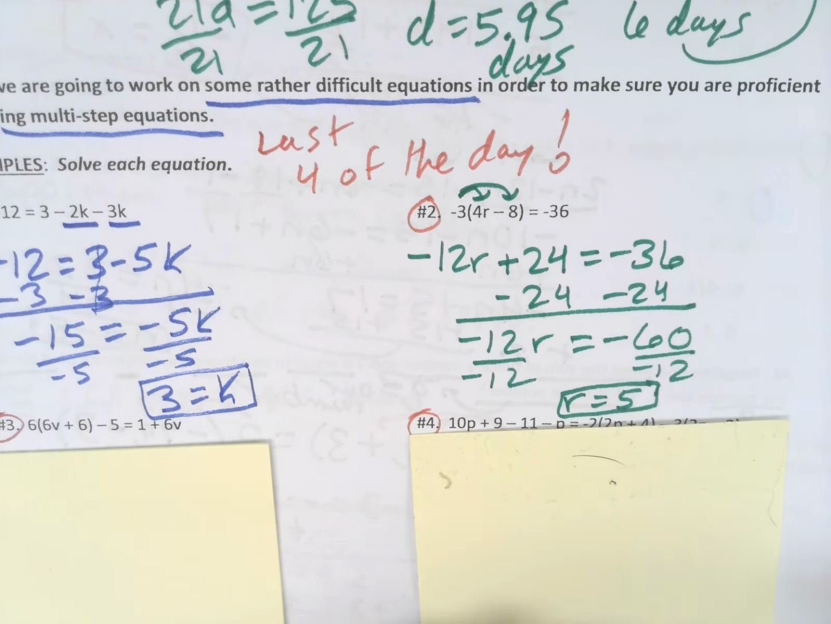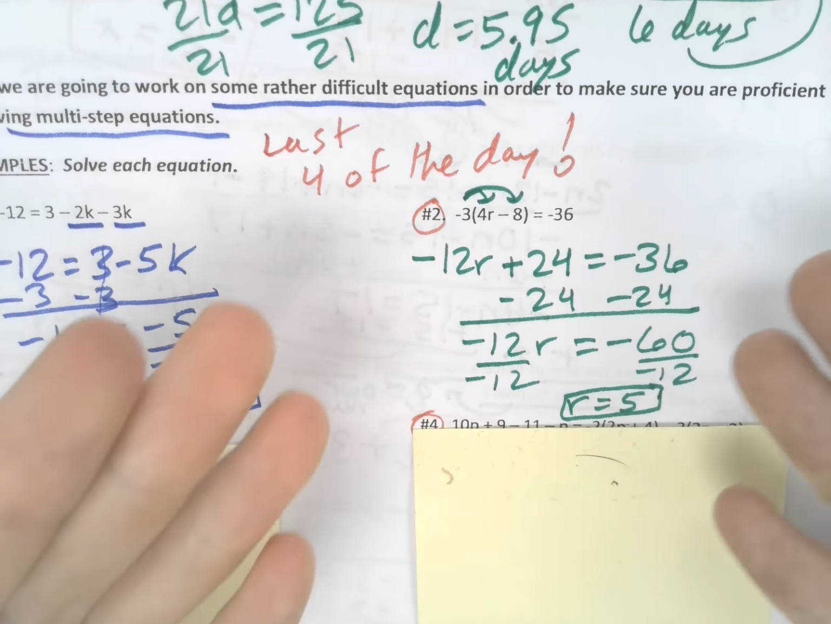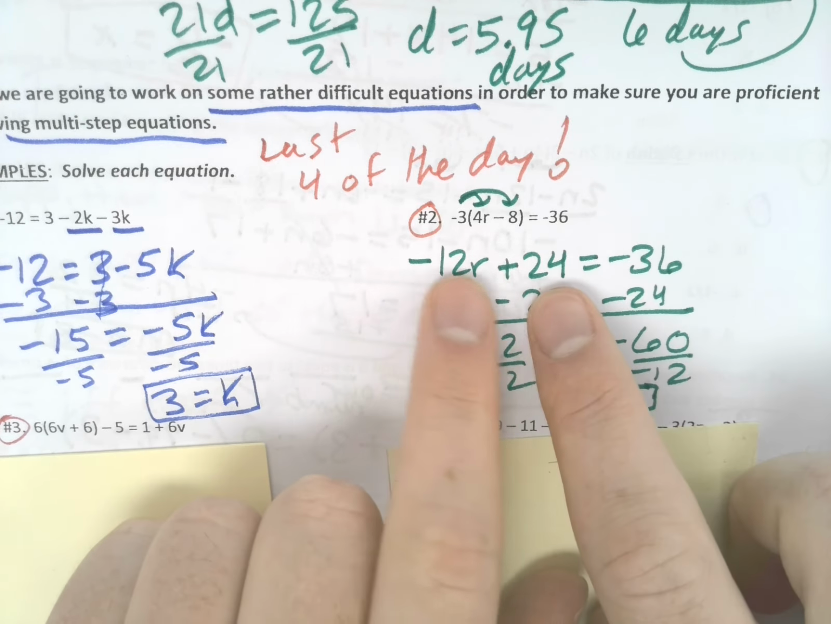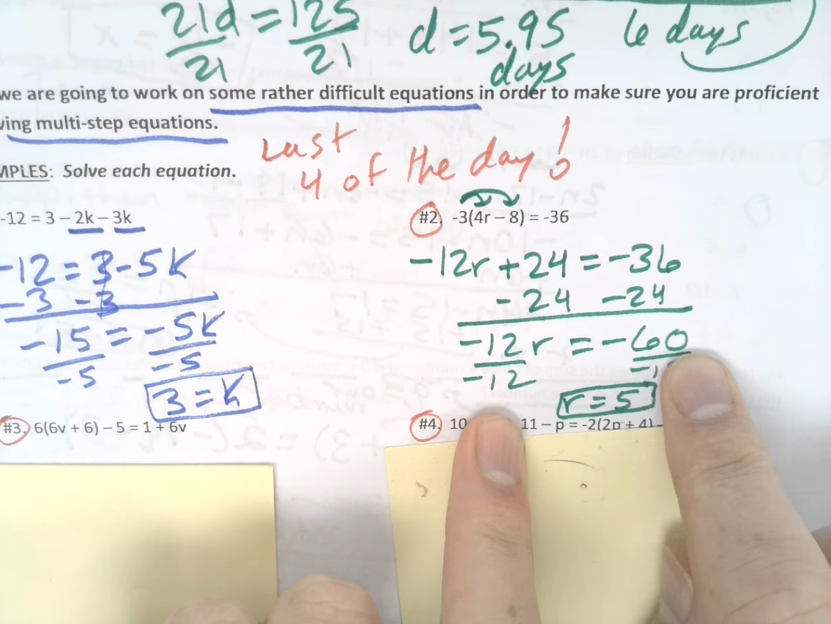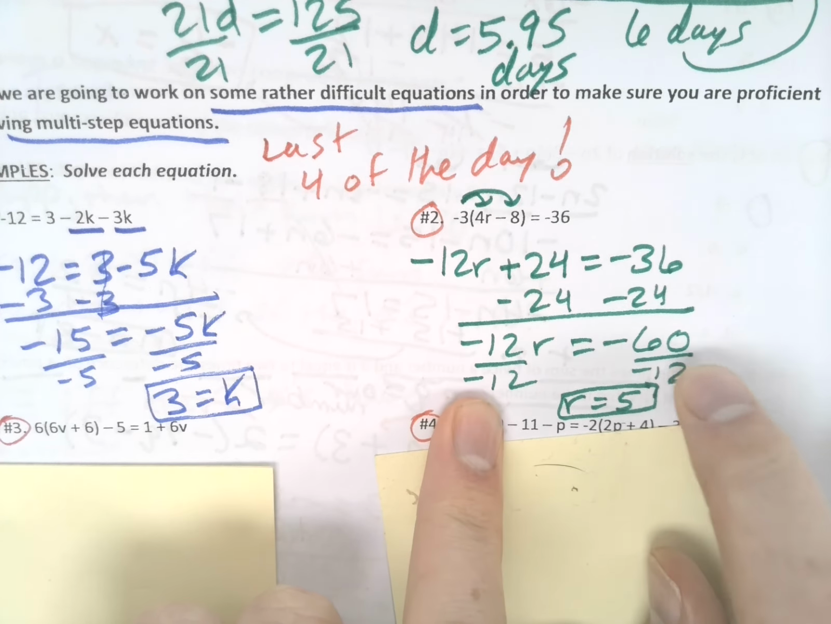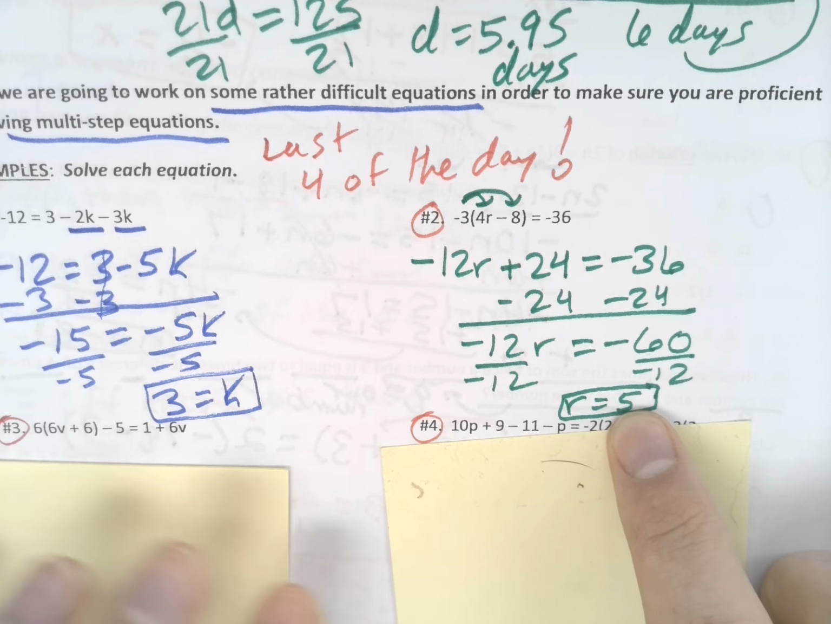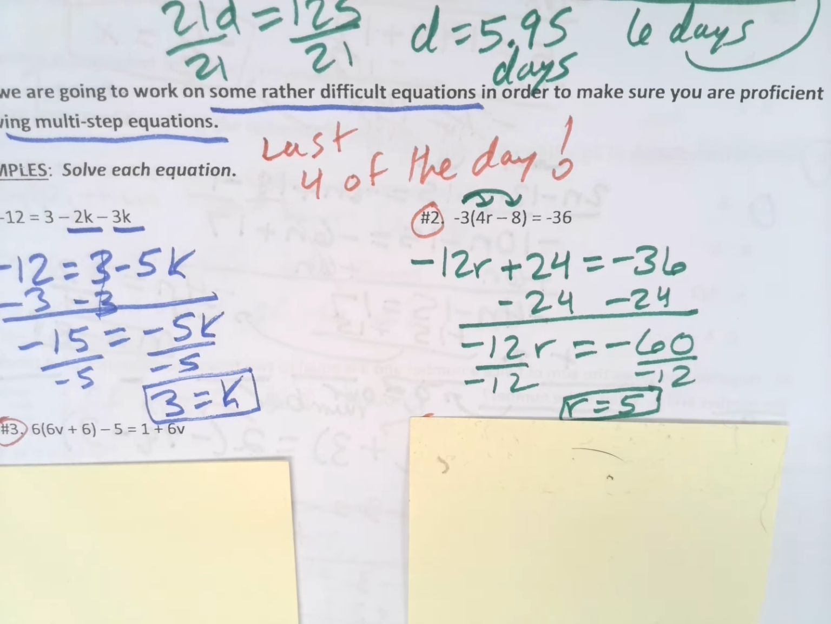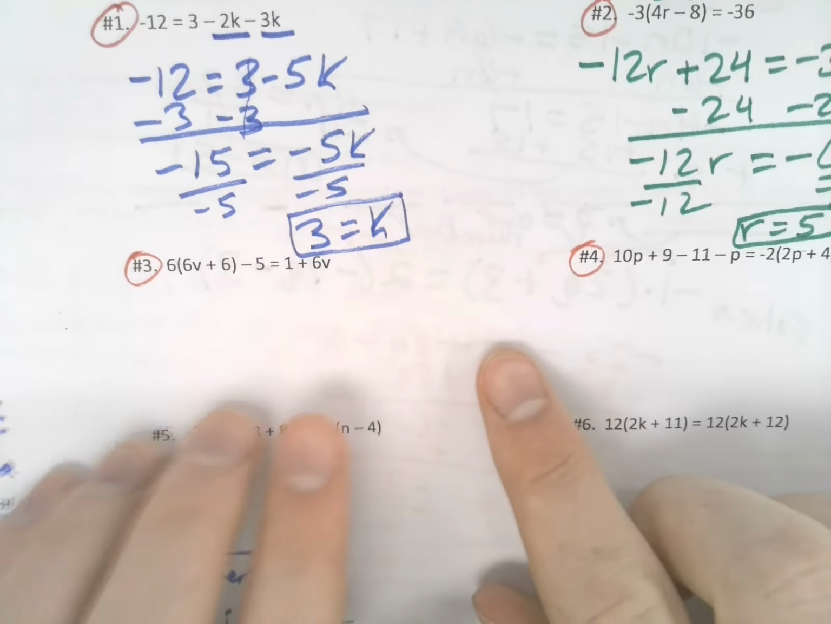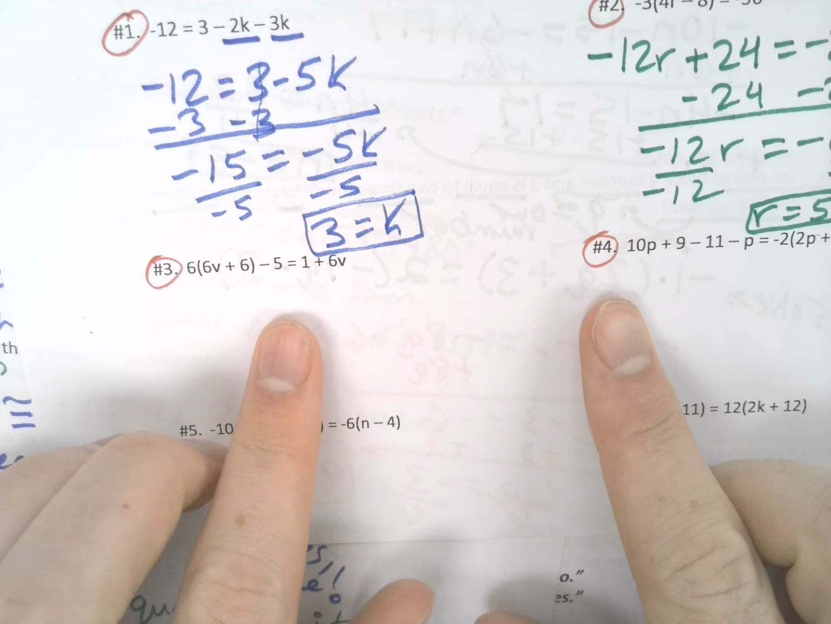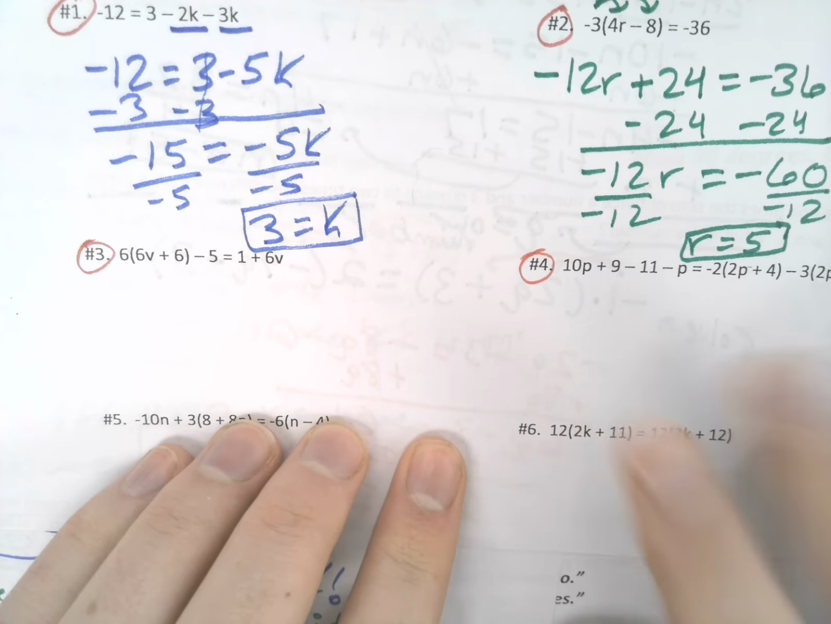Number 2. Distribute, step 1. Then we don't have any variables to combine, so we focus on our regular numbers. If r is there, we want to move 24 away from it. That gives you negative 60. Divide by negative 12, and a negative divided by a negative is a positive again. R equals 5. Now, next 2. Really take your time on these, guys, especially this one. And we'll see what you got.